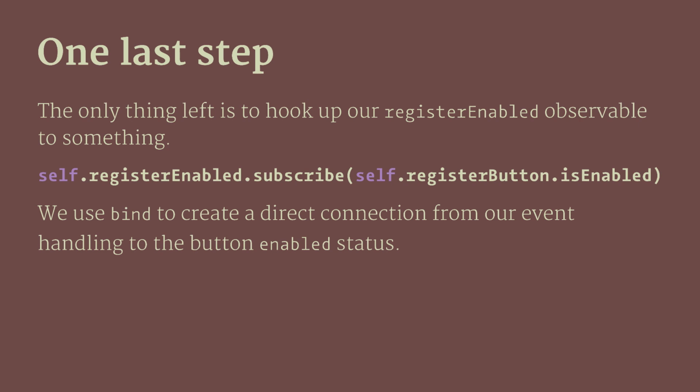So our register enabled observable, which is sending a Boolean, we're going to create a subscription for the register button to that. So the register button, we're going to subscribe the isEnabled property directly to the changes coming from that register enabled observable. So anytime it sends along a value, that's just going to automatically get updated, and our UI is going to automatically be updated. We're creating a direct connection from our event handling to the button enabled status. So our events are actually driving our UI, just filtering through some logic and then driving our UI.